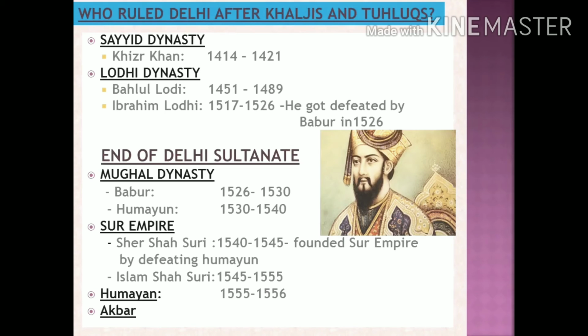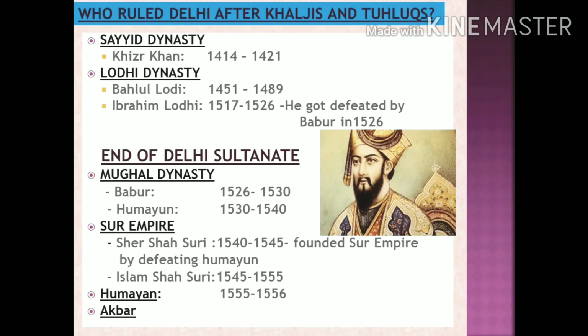Let's see the list of rulers who ruled over Delhi once again. Initially, the Tomara Rajputs ruled, and then came the Mamluk dynasty, then came the Khalji dynasty, and then Tughlaqs. After Khaljis and Tughlaqs, it was the time period of Sayyid dynasty, and after Sayyid dynasty, Lodi dynasty came to power. The last ruler of Lodi dynasty was Ibrahim Lodi, who was defeated by Babur in the year 1526. And with the defeat of Ibrahim Lodi, the rule of Delhi Sultanate came to an end.